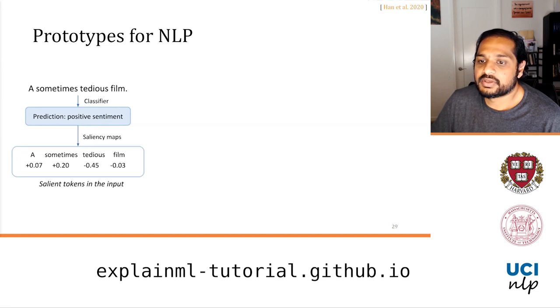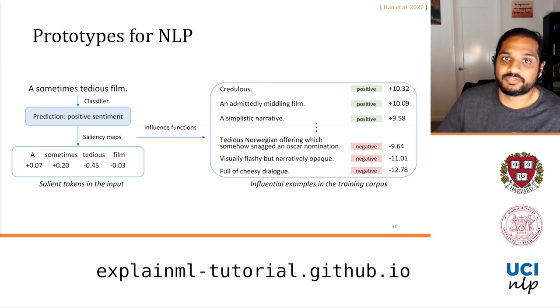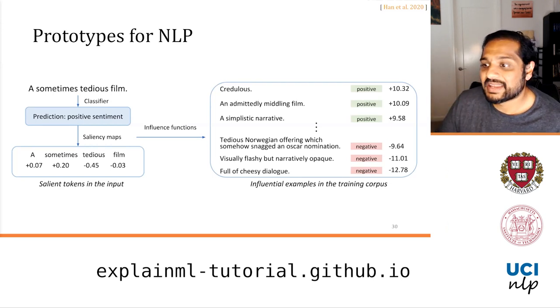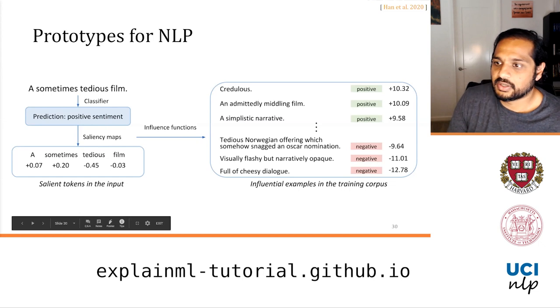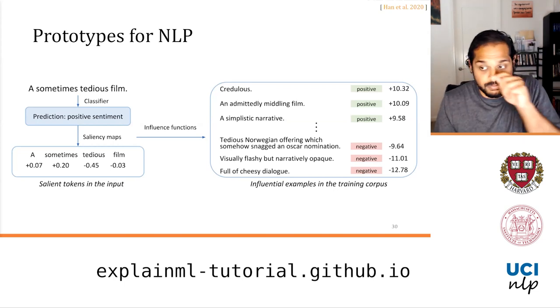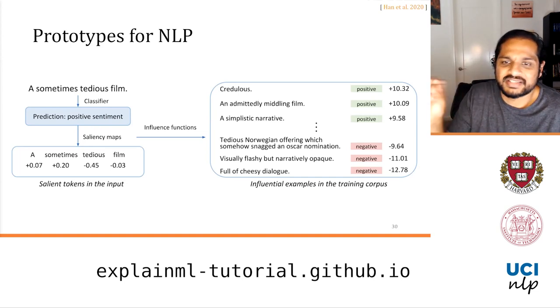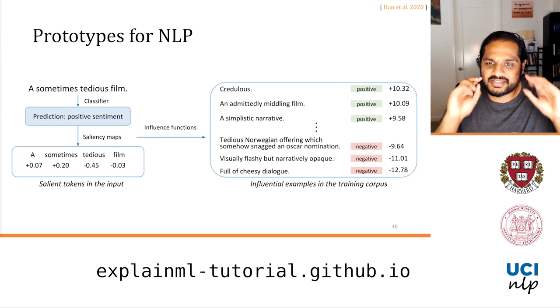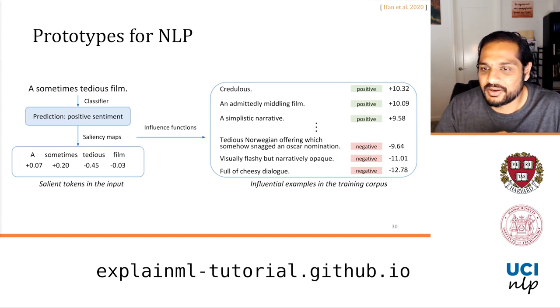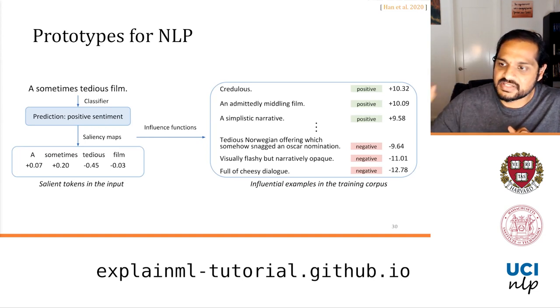Instead, you can look at the prototype examples, the most influential examples from the training data, and maybe that will give you some ideas. So for example, there is a review called Credulous that has a positive prediction. An admittedly middling film has a positive label. A simple narrative has a positive label. And you can see, none of these words are exactly, well, there's some words that are exactly the same as the review, but the fact that this review is negative, but the classifier thinks it's positive, can be explained by the fact that there are all these other negative and similar sounding reviews that have been labeled as positive.